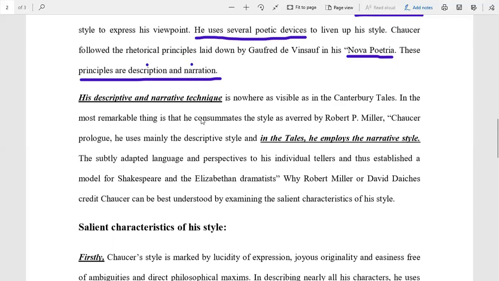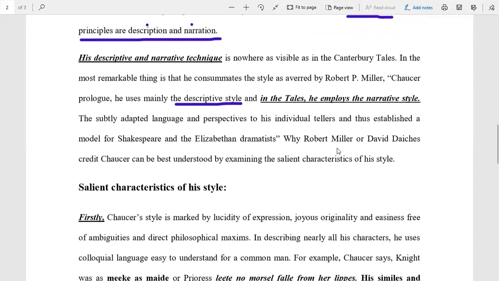His descriptive and narrative technique is nowhere as visible as in the Canterbury Tales. And the most remarkable thing is that he consummates the style, as worded by Robert P. Miller. Chaucer uses mainly the descriptive style, and in the tales he employs the narrative style. It should be clear कि prologue to Canterbury Tales जो है, this is the prologue and tales are still to be learned. You have to learn these tales in the second semester. Second semester में हम Nun's Priest's Tale जो है वो पढ़ेंगे. तो tales में उसका जो style था वो narrative है, mainly उसका descriptive style है.